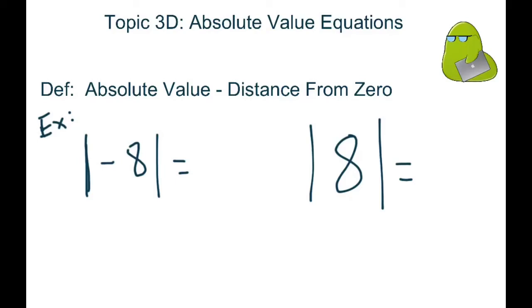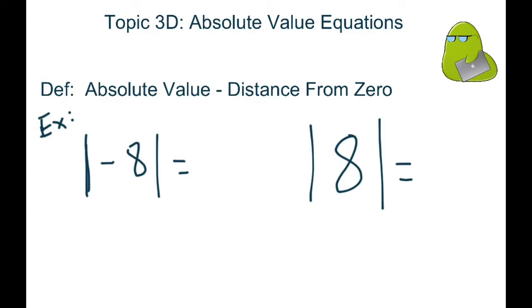Alright, so today we're going to talk about topic 3D, which is going to be absolute value equations. We've talked about absolute value earlier this year. What does absolute value mean? Absolute value means the distance you are away from zero. To refresh this a little bit, I have some examples down here.